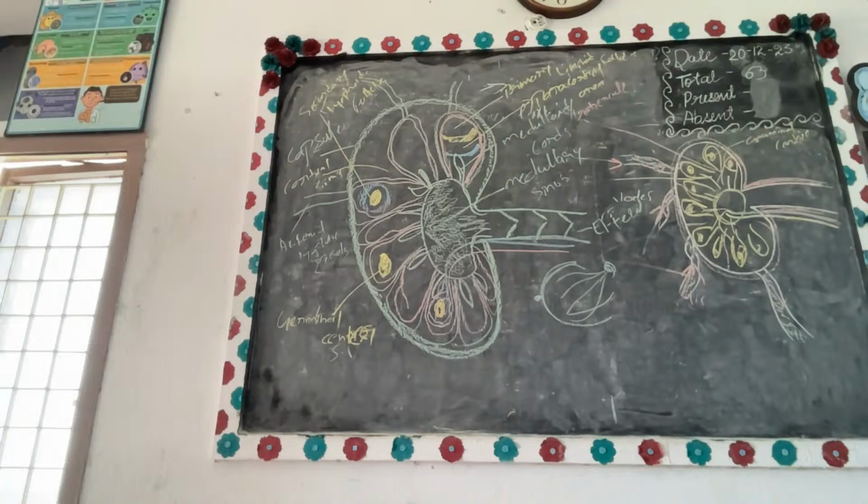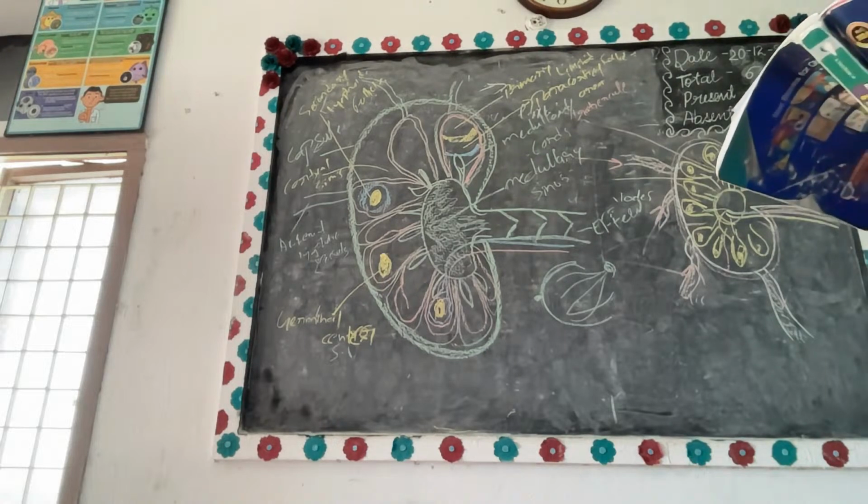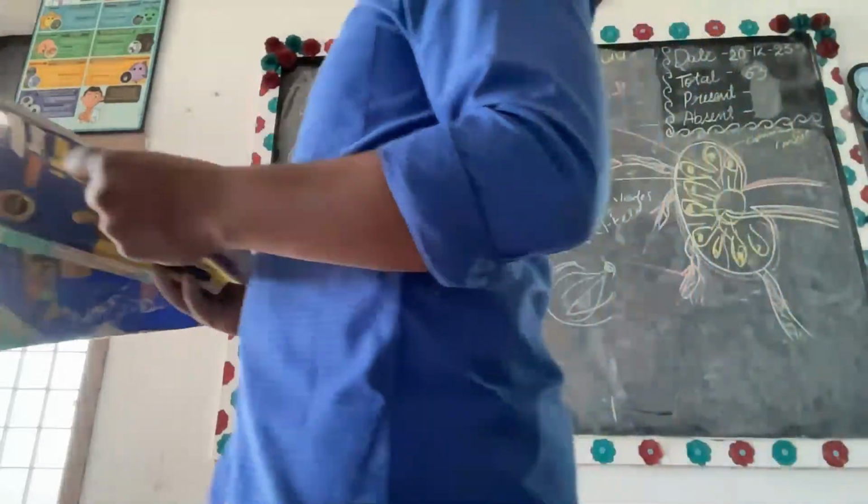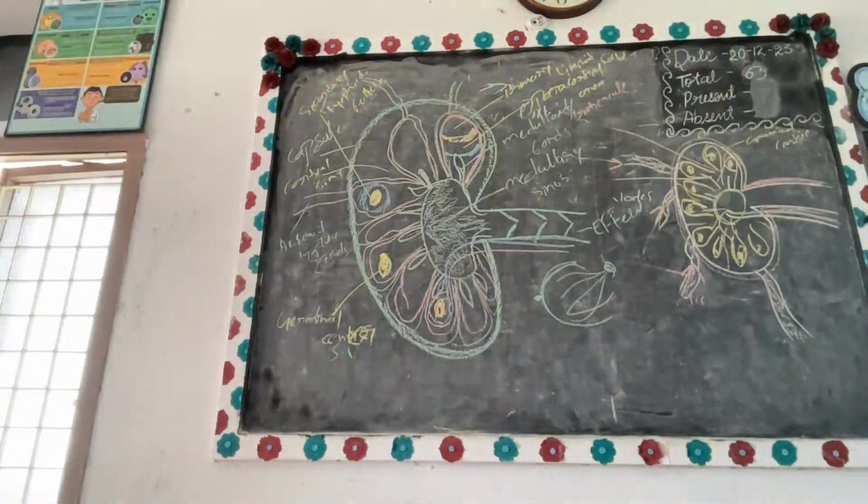It is lying between the fundus of the stomach and the diaphragm. It is tetrahedral in shape. It is soft, highly vascular, and dark purple in color. What is the color of the spleen? Dark purple. What is the shape of the spleen? Wedge shape. What is the thickness? 1 inch to 3 inches.